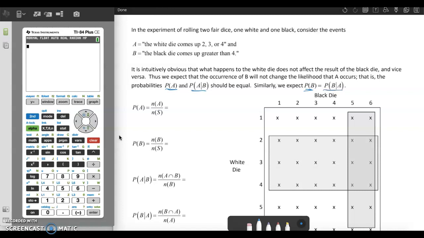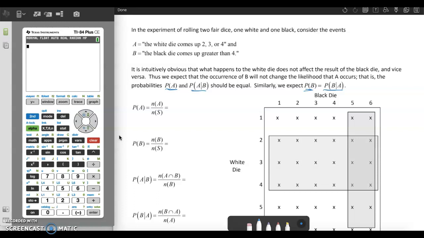So in this experiment, we are going to be rolling 2 fair dice. One is white and one is black. We are going to have the event A, the white die comes up a 2, 3, or 4, and event B, the black die comes up greater than 4. It's intuitively obvious that what happens on the white die does not affect the result on the black die and vice versa. So we expect that whatever happens on B will not change the likelihood that A occurs.